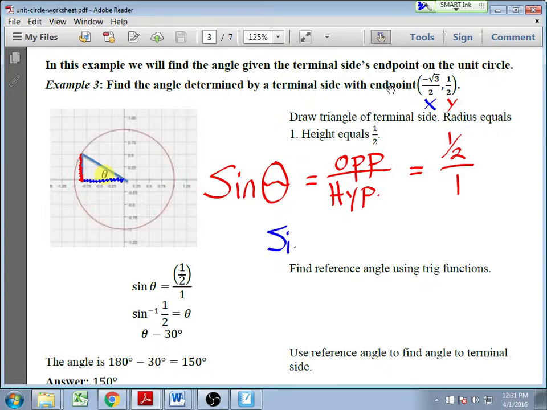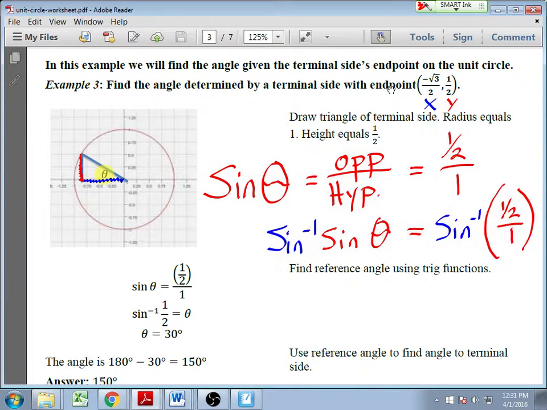so really this is sine to the -1 times sine of theta, so those will cancel out, equals sine to the negative 1 times, well, 1/2 over 1 is just 1/2. So you could write 1/2 over 1, or you can just write 1/2. That's how they jump from this step to that step. So right in between here is this.